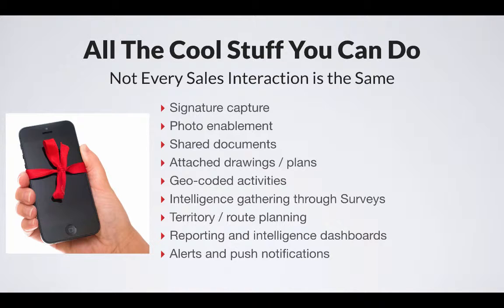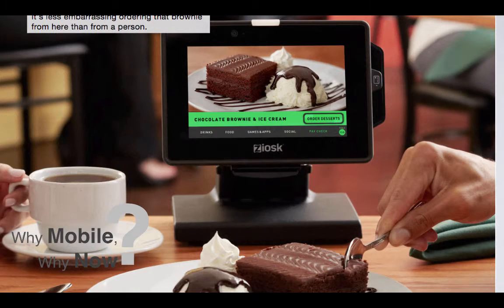So whether you want to do things like photo enablement, sharing documents, signature captures, attachments of drawings or plans, geocoded activity, surveys, reports, intelligence dashboards, alerts, and push notifications, these are technologies that you can put literally in the hands and the pockets of your people. In addition to those special things, what we're seeing with mobile technology is unexpected benefits from behavior changes that happen just because technology is mobile.